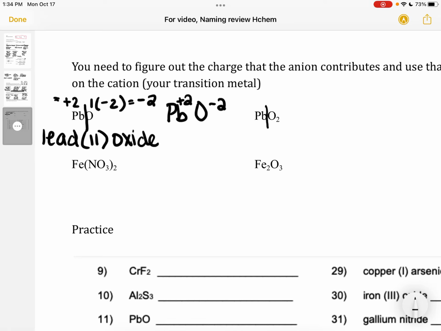Okay, let's take a look over here. PbO2. Here I have 2 oxygens, so it's 2 times a -2, which gives me a -4. I now have to cancel out a +4, and I only have 1 lead to do that with. So it's lead(IV) oxide.